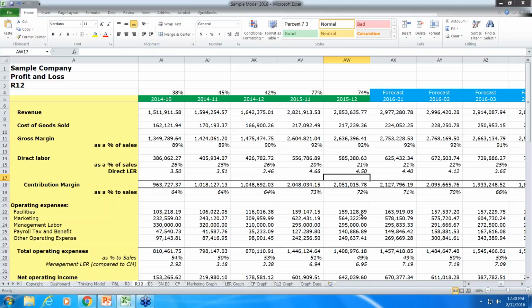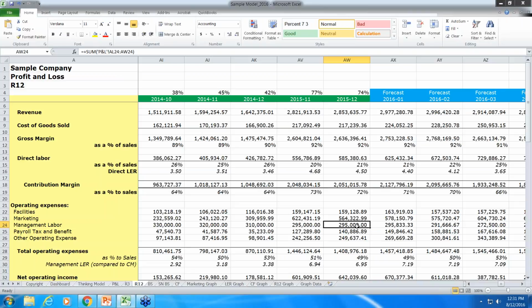The second key target that we look at is actually management LER. This is the scalable portion of your profit and loss statement. So, where's my leverage point? Where's my scalability? It should come primarily out of management labor. If you look, what we're measuring is how many dollars of contribution margin do I get per management labor dollar spent.